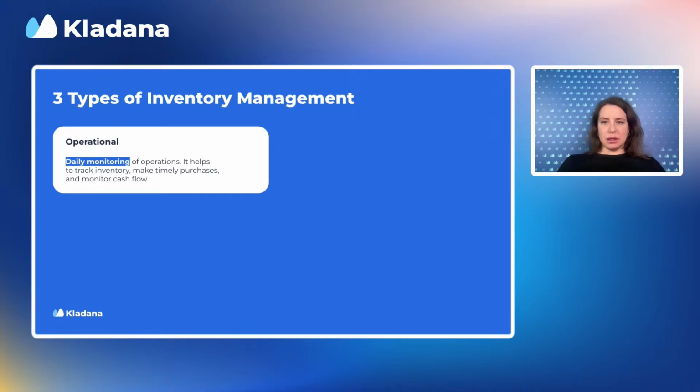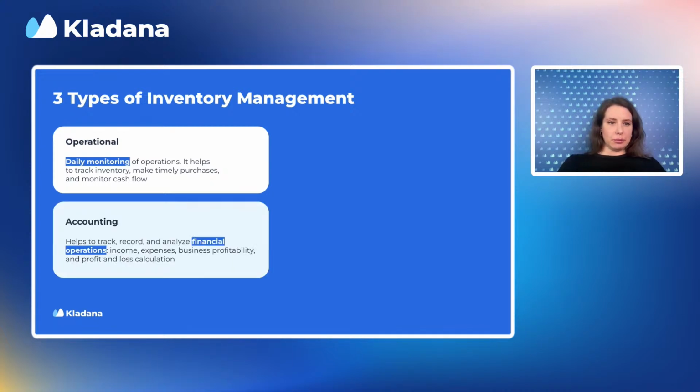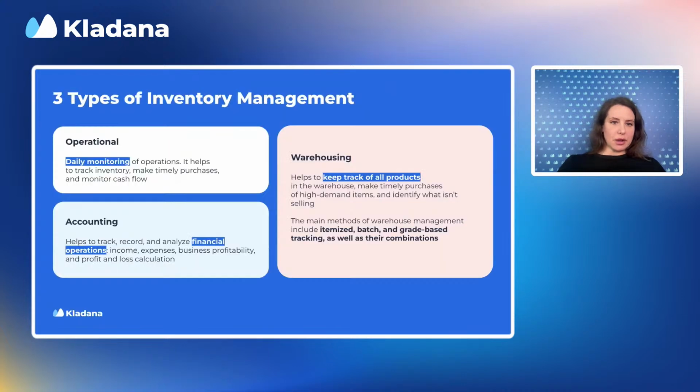Also, there is another classification. Again, we continue with theory. It's about purposes: for what do we use inventory management? The first one is operational, which is usually used for daily monitoring of operations, and it helps to deal with all processes on a daily basis.